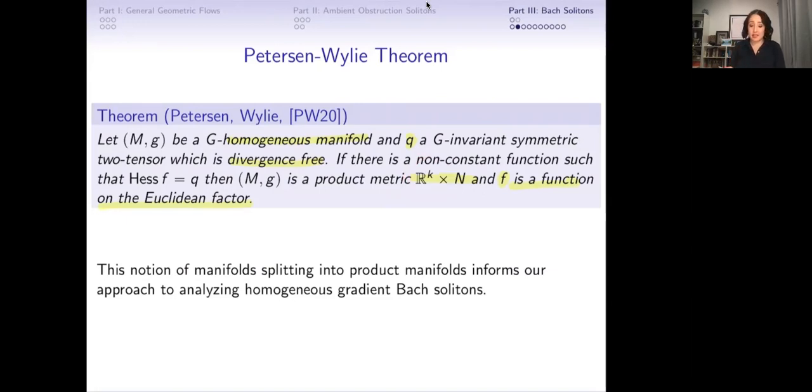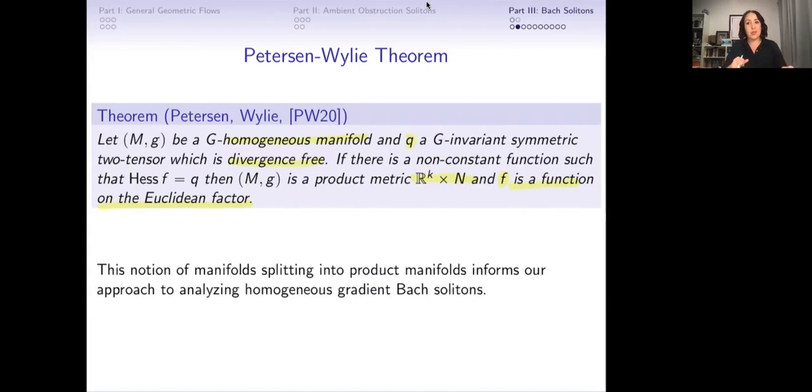But the big idea here, as it pertains to us, is that if I'm only looking at homogeneous manifolds, check, we're going to limit ourselves to that, and I'm dealing with a divergence-free tensor Q, which the Bach tensor is in dimension 4, then I know that all of my solitons look like product manifolds, and that my potential function is only a function of R^k. So this notion of splitting up manifolds really informs our approach to analyzing and finding these homogeneous gradient Bach solitons.